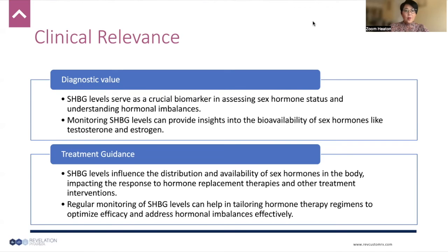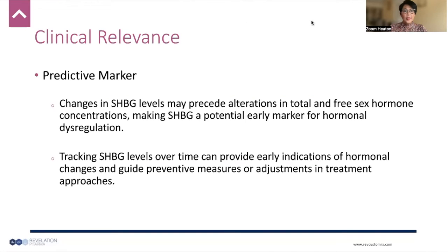It also guides treatment. SHBG levels influence the distribution and availability of sex hormones in the body, impacting the response to hormone replacement therapies and other treatment interventions. And regular monitoring of SHBG levels can help in tailoring hormone therapy regimens to optimize efficacy and address hormonal imbalances effectively. It is also a predictive marker.